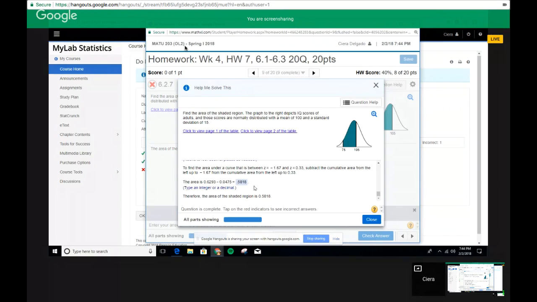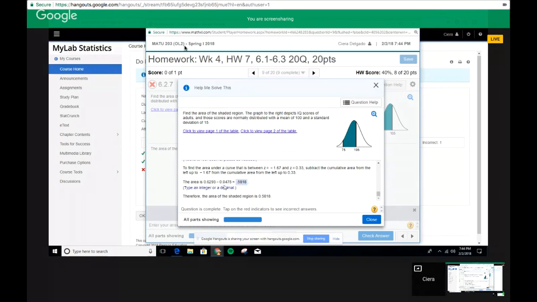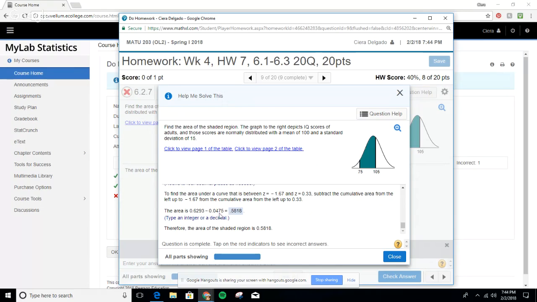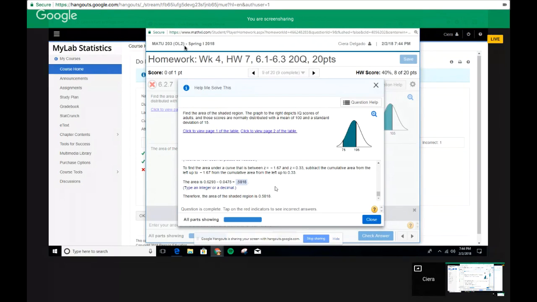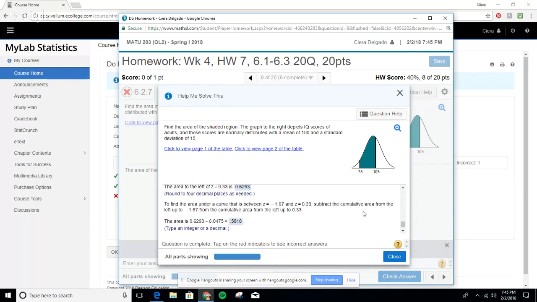So 0.6293, that's the 0.33. That's the 105, the higher end. 0.0475. So it's like percentages: 62% minus like 4%, like 5%. So 58% of the people have an IQ between 75 and 105. That's what the shaded region represents. Does that make sense? It does once we've gone through it.